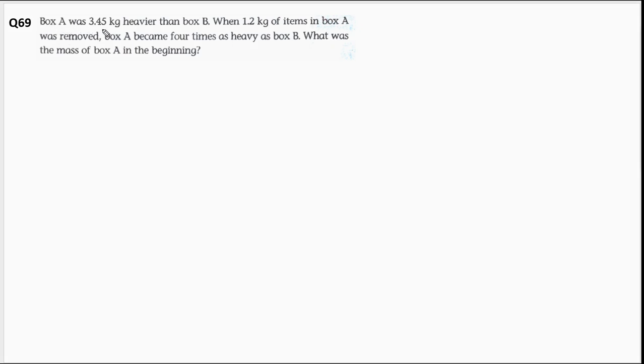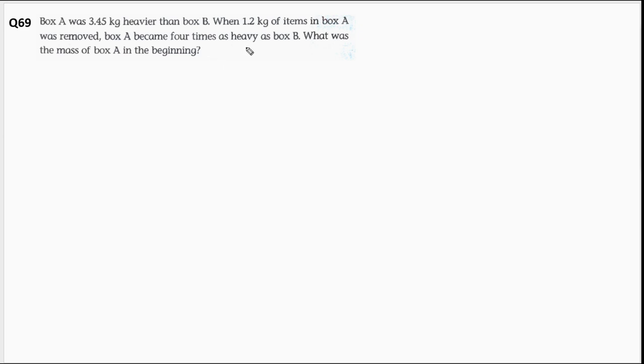Box A was 3.45 kilograms heavier than box B. When 1.2 kilograms of items in box A was removed, box A became 4 times as heavy as box B. And we're asked, what was the mass of box A in the beginning?